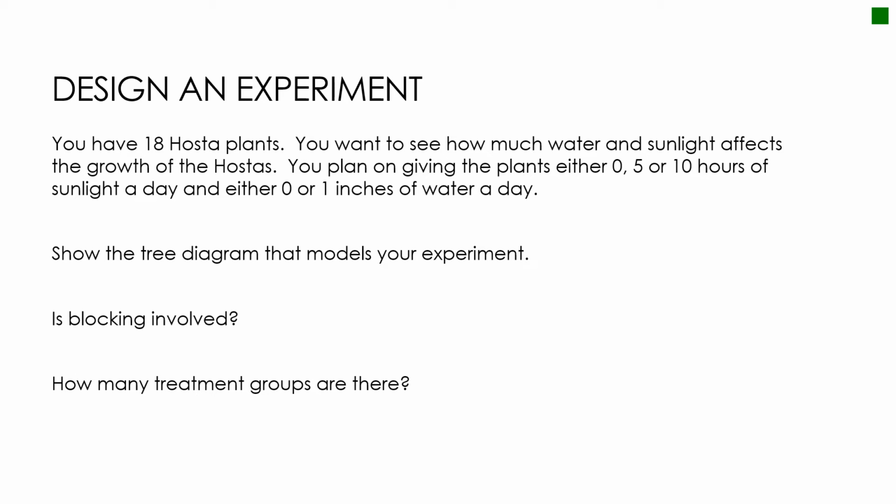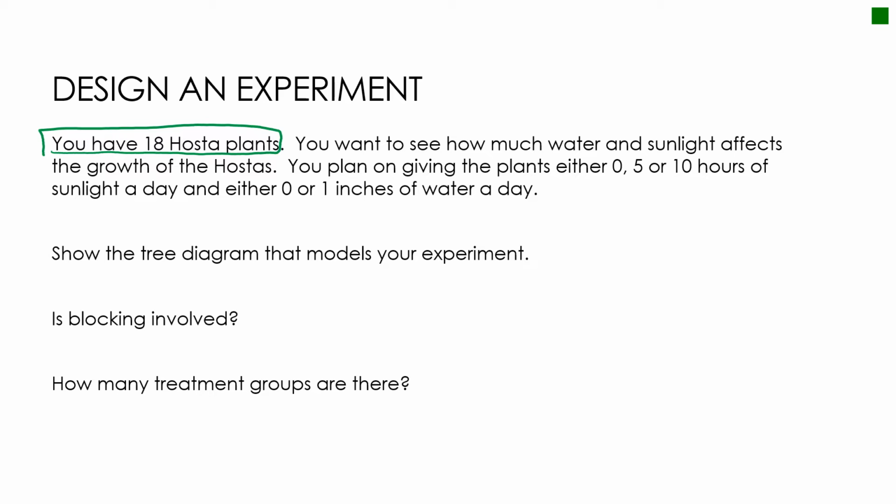So let's say I have 18 hosta plants, and I want to see how much water and sunlight affects the growth of the hostas. So I plan on giving the plants either 0, 5, or 10 hours of sunlight per day, and either 0 or 1 inches of water per day. We're going to do a tree diagram, but my question is, do I have to block these? And the answer is no, I don't have to block these because I just have 18 hosta plants, and there's no difference that we're aware of between those 18 plants, so there's no reason to block them.